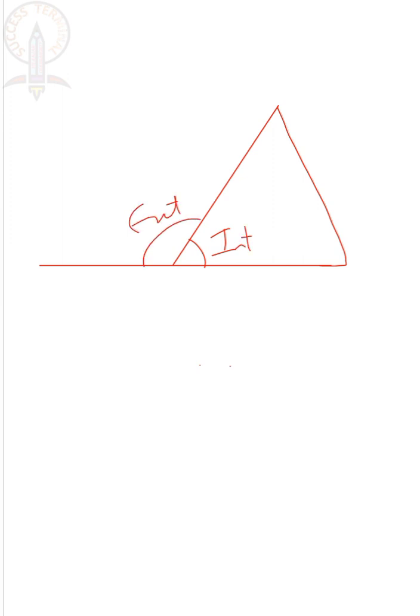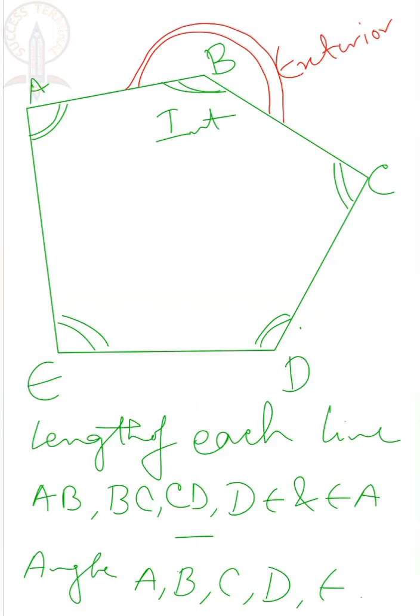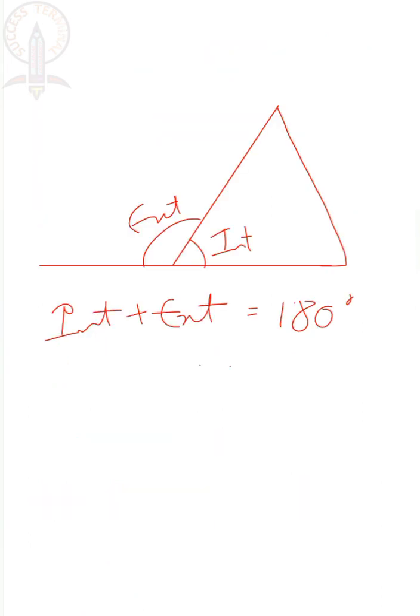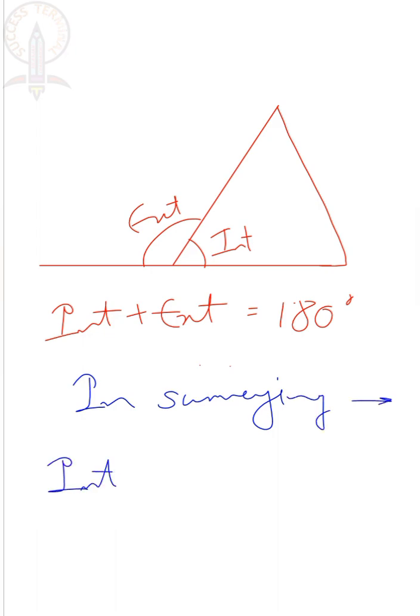Therefore, in case of geometry, interior angle plus exterior angle will be 180 degree, whereas in case of surveying, interior angle plus exterior angle will be 360. This is the main difference. Okay.